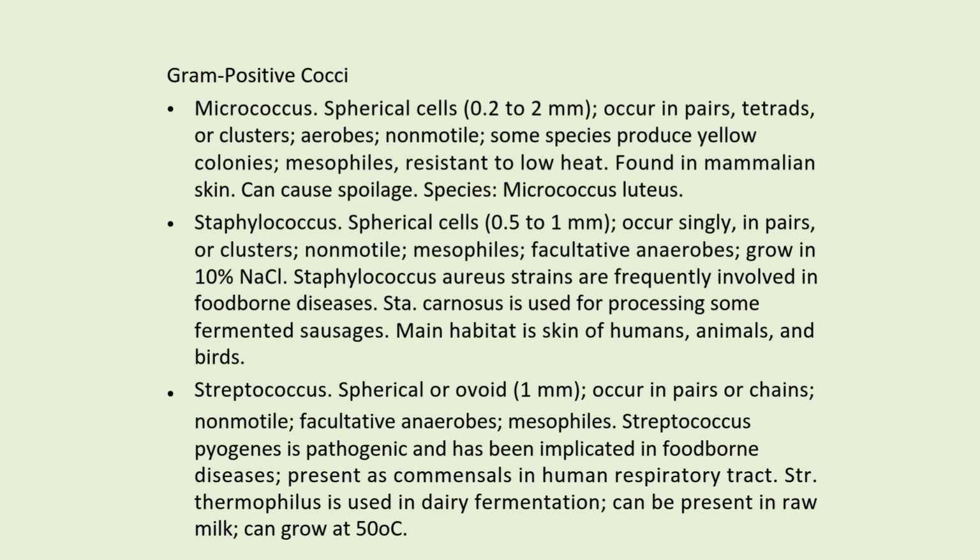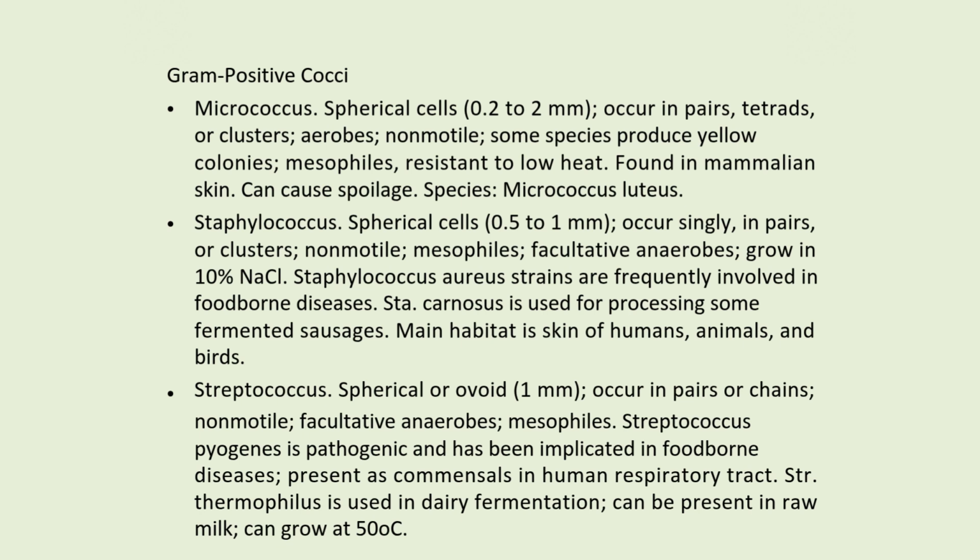Next is Staphylococcus. These are spherical cells that occur singly, in pairs or clusters. They are non-motile, mesophilic facultative anaerobes that can grow in 10% sodium chloride. Staphylococcus aureus strains are frequently involved in foodborne diseases. Conversely, Staphylococcus carnosus is used for processing some fermented sausages. Their main habitat is the skin of humans, animals, and birds.